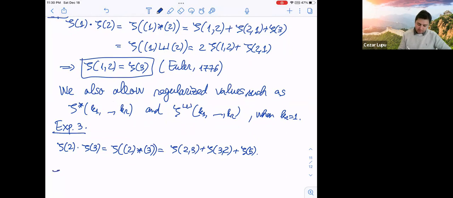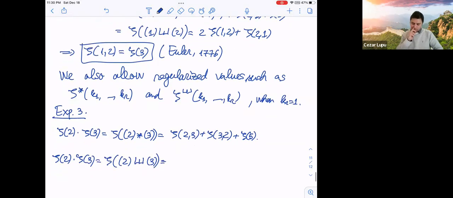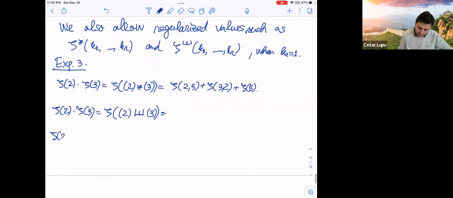In fact, let's write them. Let's do this. Zeta of 2 times zeta of 3. This is nothing else than just zeta of 2 shuffle 3. And let's see what this will get us. I'll leave a blank here. So zeta of 2 times zeta of 3, and let's write their integral representation.